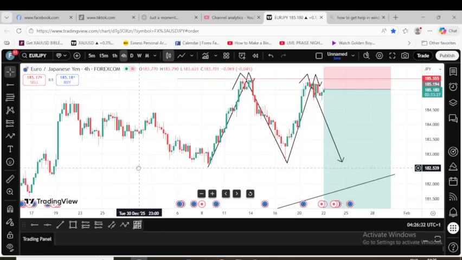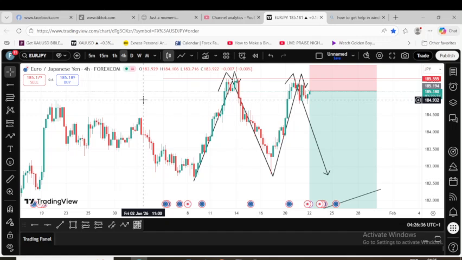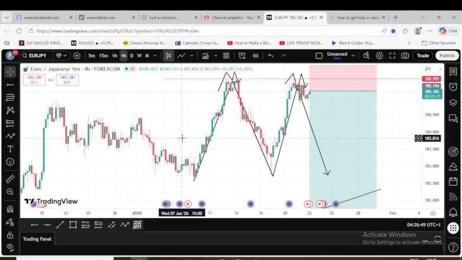So this is essentially my final estimate for EURJPY based on my technical analysis, based on market structure and all those things. So yeah, this is it for top to bottom analysis on EURJPY.